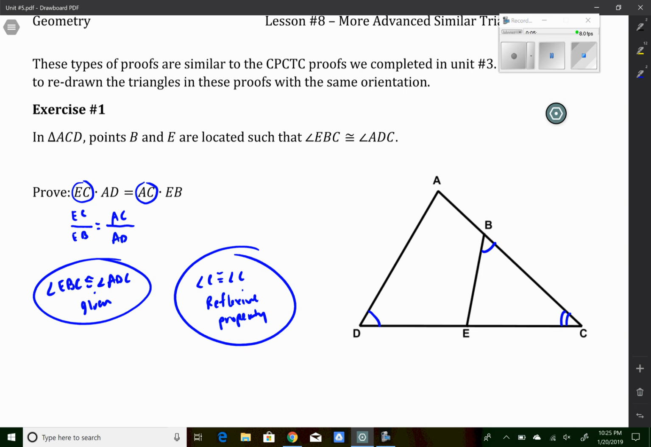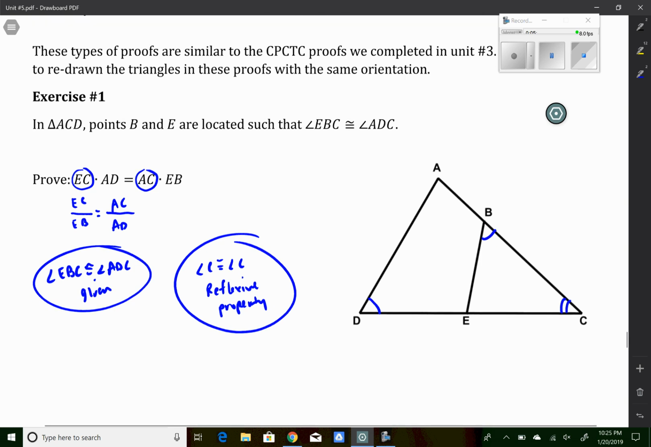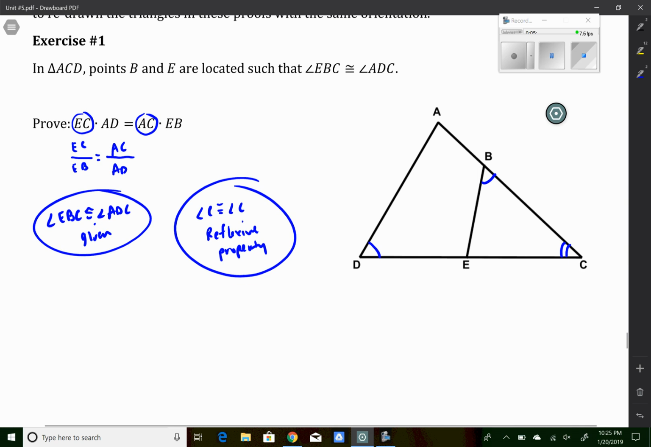Now, that's enough for me to say that these two triangles are similar. I just have to name them correctly. So I'm going to say triangle ADC is similar to, now I used angle A first, so I got to use angle E first because they would correspond to each other. Notice how they're labeled. EDC by angle.